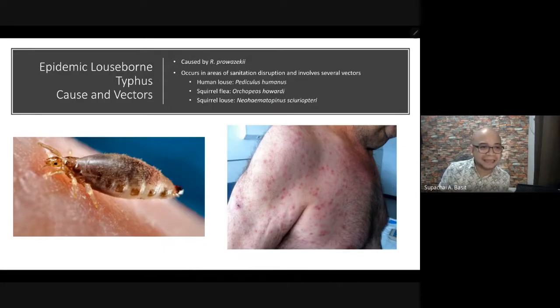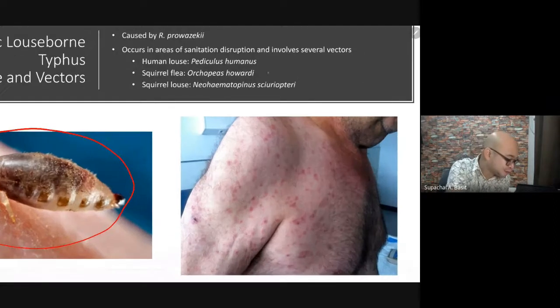And then this is the epidemic louse-borne typhus, which I've already discussed. Rickettsia prowazekii, ito pala yung itsura ng louse-borne, close up. So there are several vectors of epidemic typhus, no? We have the human louse, Pediculus humanus. Actually, if it's the head louse, we call it Pediculus humanus capitis. If it's a body louse, we call it Pediculus humanus corporis.